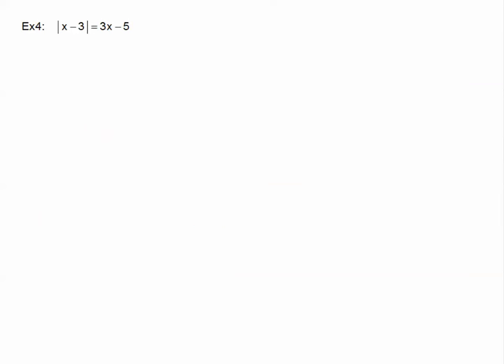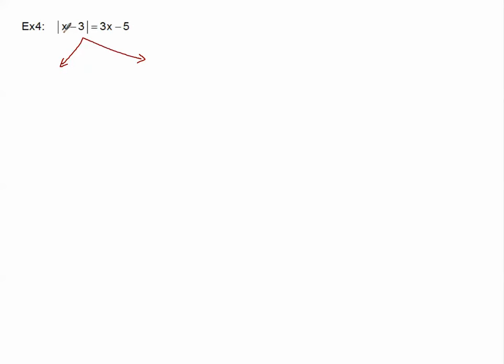Example 4, what if we got some variables on the other side? So the good news is our absolute value is already isolated. We don't have to worry about that part. But the tough news is we've got variables on this side, and that's going to make our equations a little bit tougher. But once they're isolated, we know we can split up into our two equations.